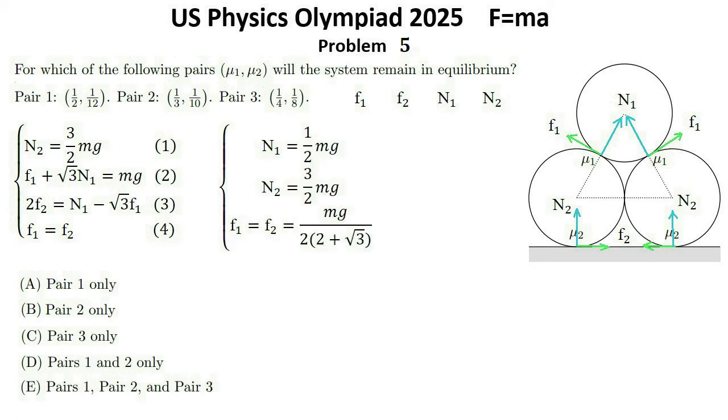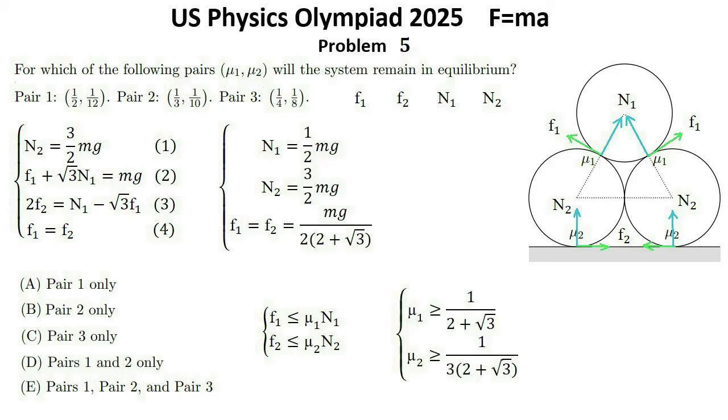Solving this system we will get results for all 4 unknowns. Requiring F1 less or equal μ1 N1 and F2 less or equal μ2 N2 implies conditions for μ1 and μ2. μ1 is good for pairs 1 and 2. μ2 is good for pairs 2 and 3. So the correct answer is pair 2, which is answer B. That was the solution for problem 5.